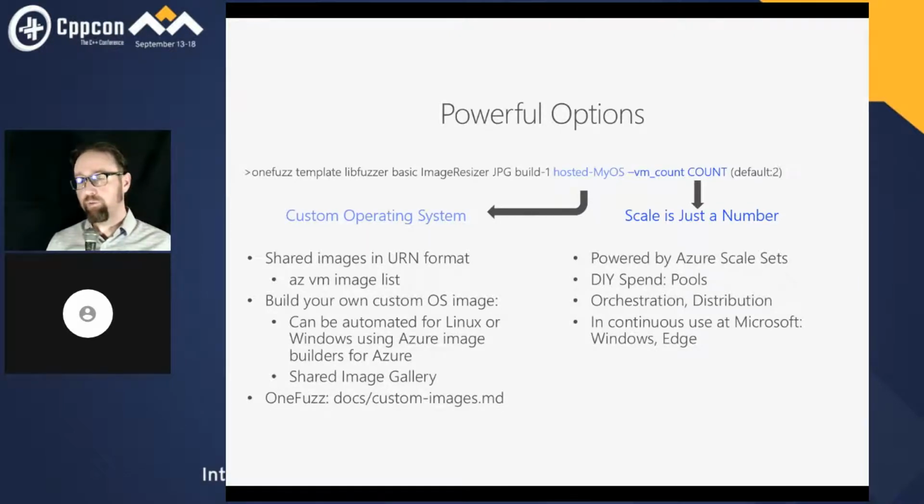For scaling, we wanted to make sure that the same command line that you use to do continuous fuzzing at very small scale could be turned into large scale fuzzing with just one flag. So scale is just a number in OneFuzz. If you want to fuzz with a few cores, tens of cores, hundreds of cores, all you have to do is change VM count.